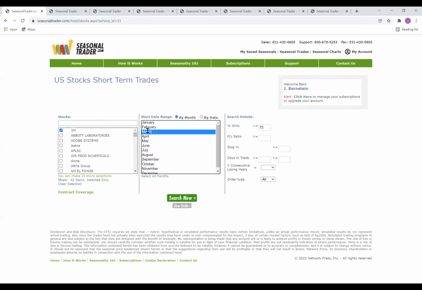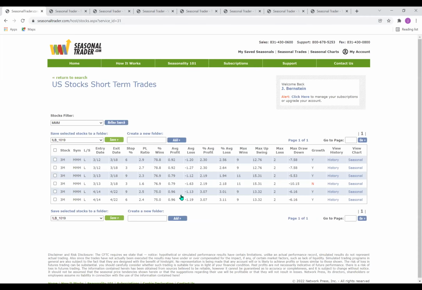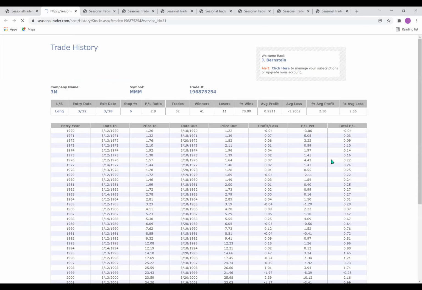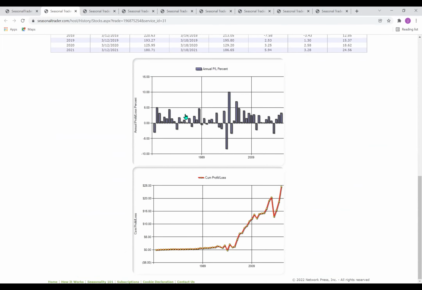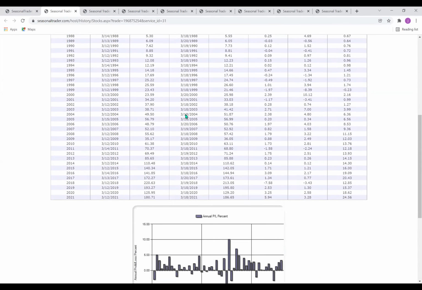Or can I search a few months together? March, April, and May, like so. Let's find out. Search. Yes, we have some. March 12th to March 18th, 6 days, 78% win. History, like so. 52 years of history, right over here. And here's the track record again. So we can search that.